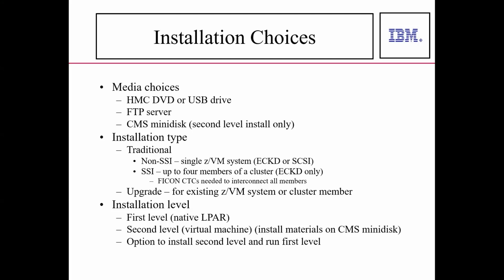So in addition to media, there's an installation type choice that you have to make. There's the traditional install where you're actually installing systems. So under the traditional installation, you can install a single z/VM system, non-SSI, and you can install on ECKD DASD or FBA SCSI devices, or you can do an SSI traditional install, and you can install from 1 to 4 members. This install is limited to ECKD, and that's simply because that's a requirement for SSI at this point in time, primarily because of the common volume.